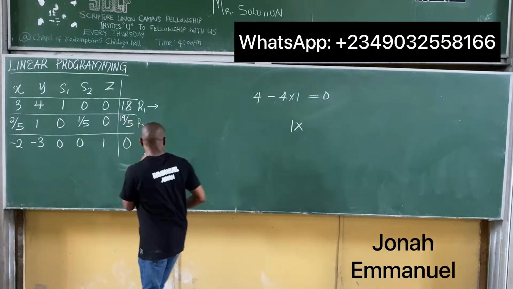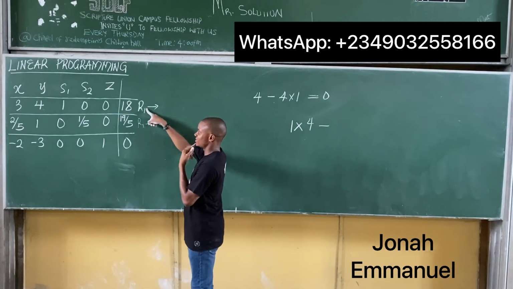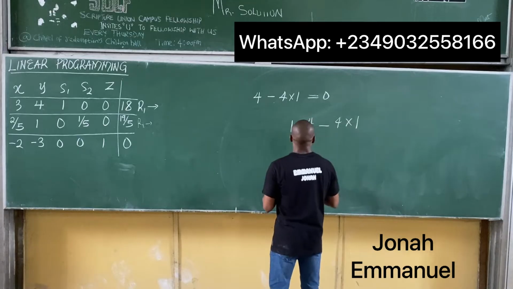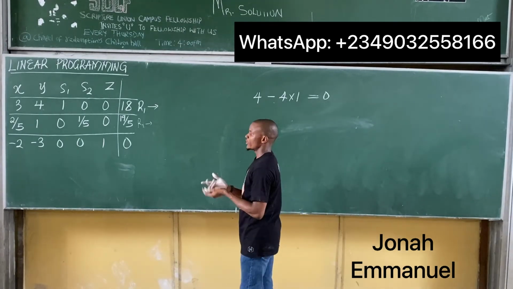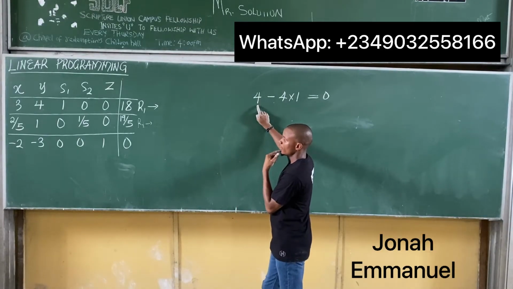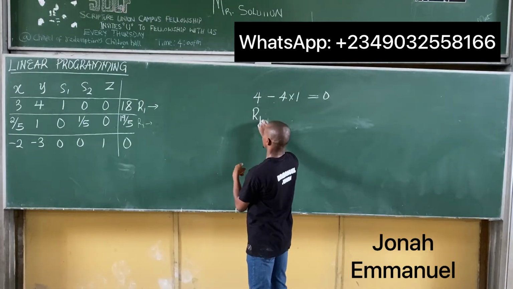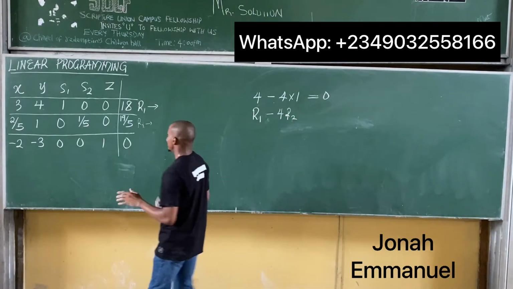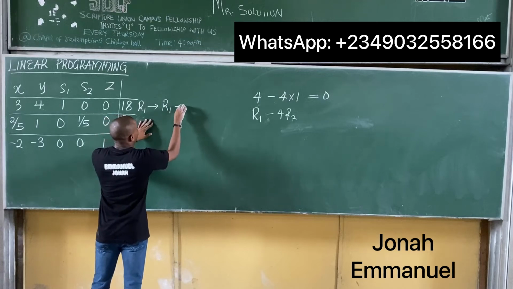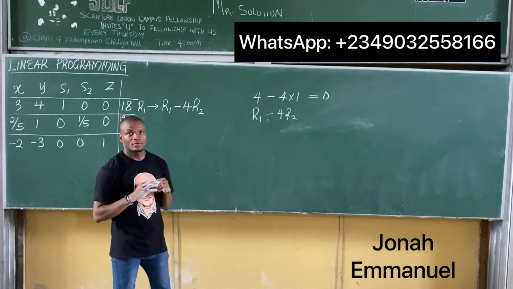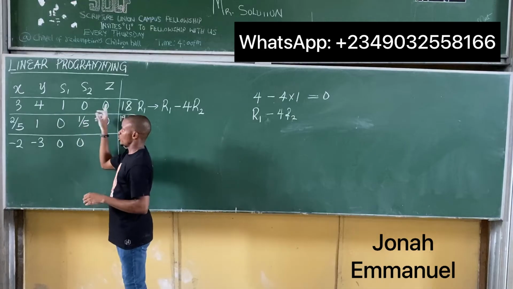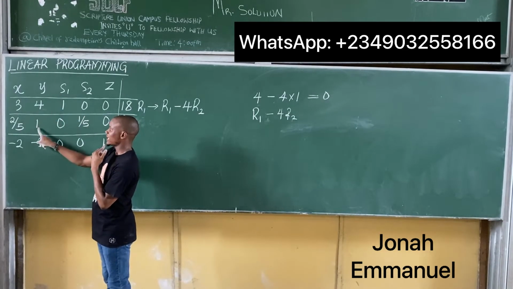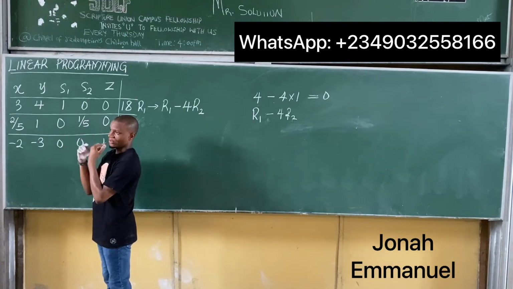For row 1, what do you have here? 4 minus, so this times this minus this times this. That becomes what? Minus 4 times 1. If I put the idea of row here, this 4 was from which row? Row 1. And 4 times 1 was from which row? Row 2. So my equation is that row 1 should be equal to row 1 minus 4 row 2. That's it. Row 1 is 4, minus 4 times 1, so 4 minus 4 gives 0. And that's the judgment.